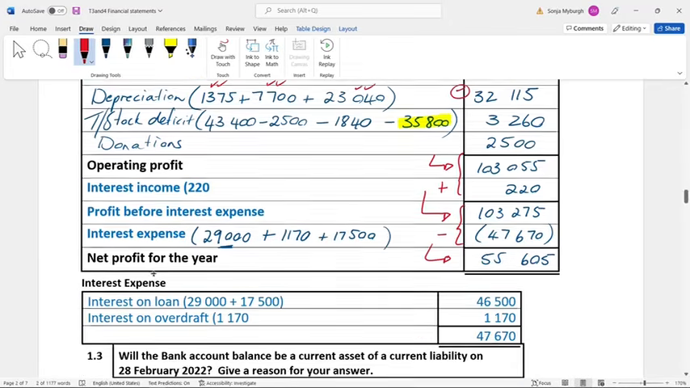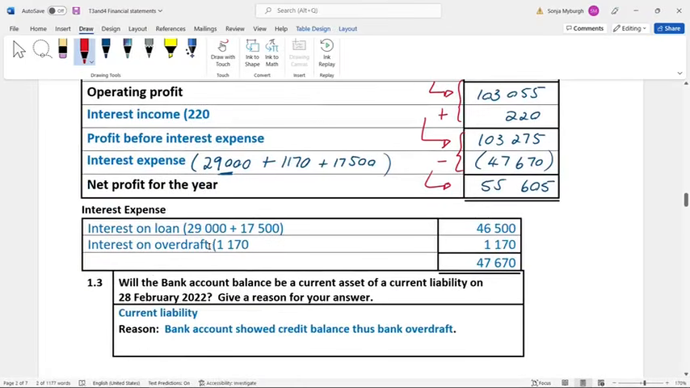They've asked you to show the notes for interest expense. Interest on loan was the 29,000 plus the 17,500 to get to that 46,500, and interest on overdraft 1,170. So there is the total of your interest expense. And then also that question that they asked us, and we said that bank will be a current liability because it showed a credit balance, and that means it's a bank overdraft, a liability.